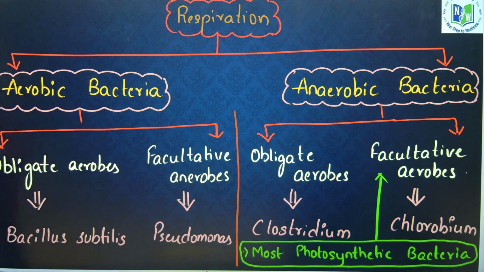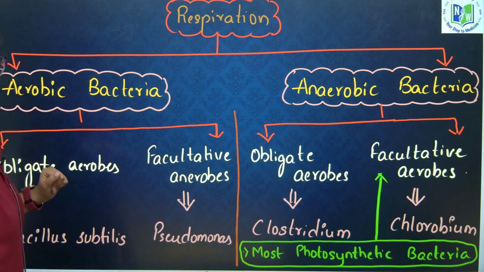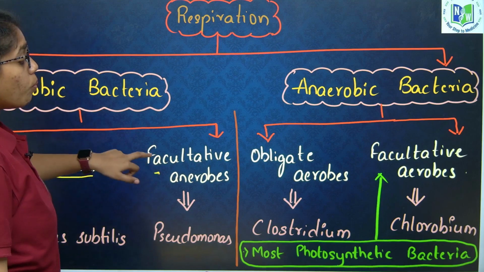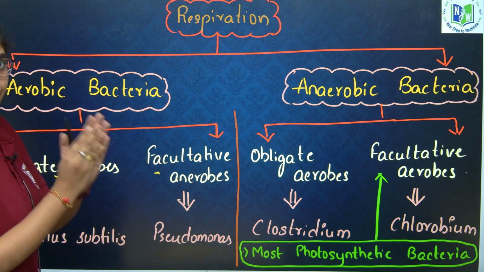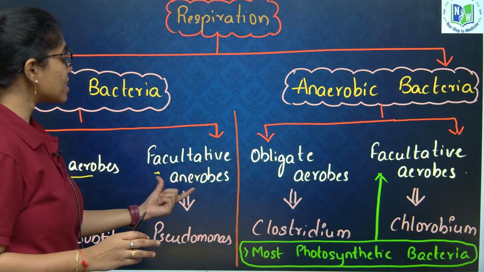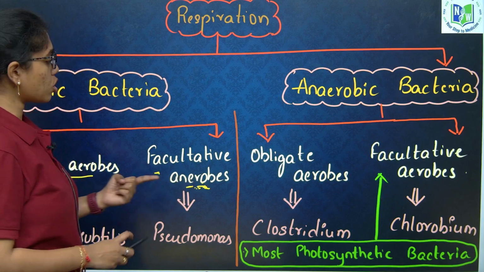Next, respiration. If you see, we have two types of respiration which are conducted by monerans. One is aerobic bacteria and the other is anaerobic bacteria. Aerobic bacteria, you have obligate aerobes and facultative anaerobes, which means most of the time they are aerobic. Whenever oxygen is not available, then they act as anaerobic. They can survive even in the absence of oxygen.